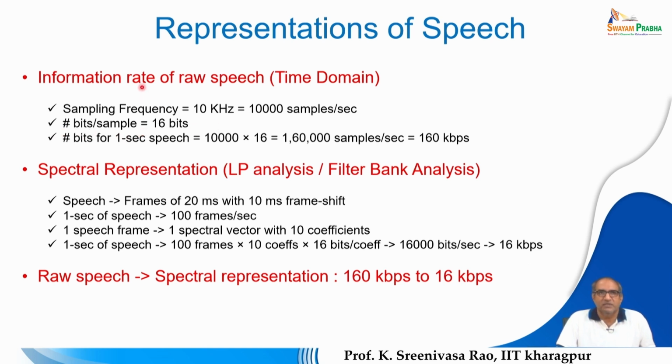So therefore, for representing raw speech, we require 160 kbps, that means 160 kilobits per second. That means 1 second of speech is nothing but 10,000 samples, and for coding each sample we require 16 bits. So it is nothing but 160,000 bits per second, that is 160 kbps. So this is representing a signal in the time domain.